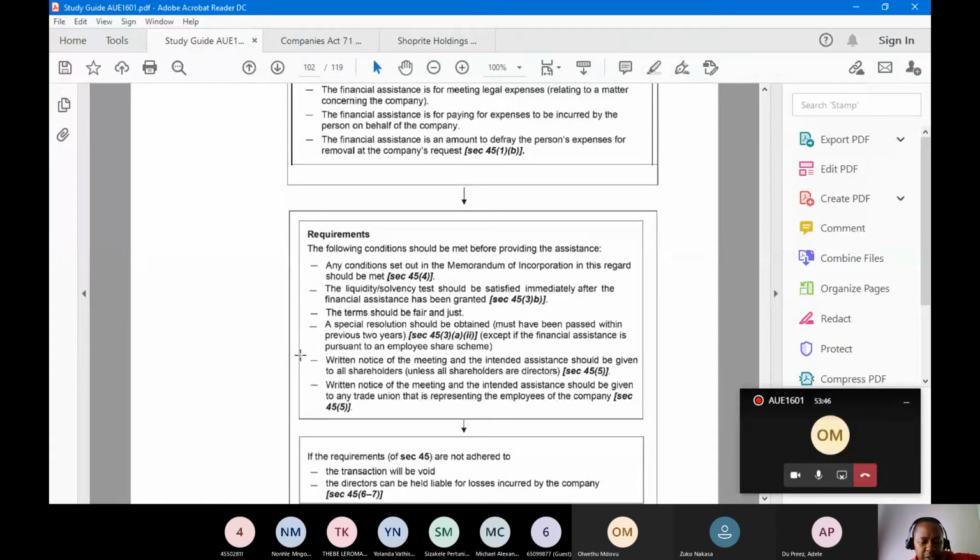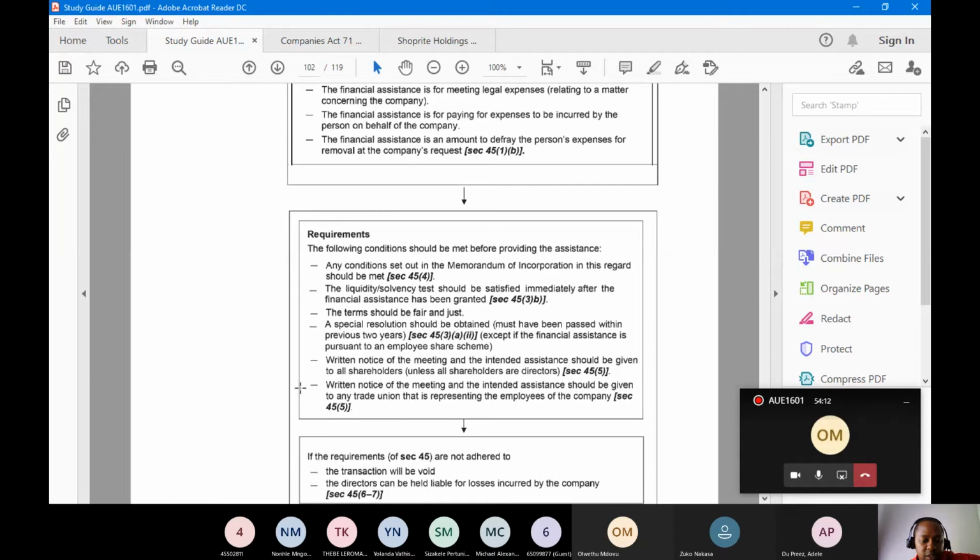A written notice of the meeting and the intended assistance should be given to all shareholders, unless all shareholders are directors. If you remember, when we did meetings, we spoke about notice of meetings. The minutes of meetings must be distributed to all the shareholders or the relevant shareholders as confirmation of any decisions that were made.